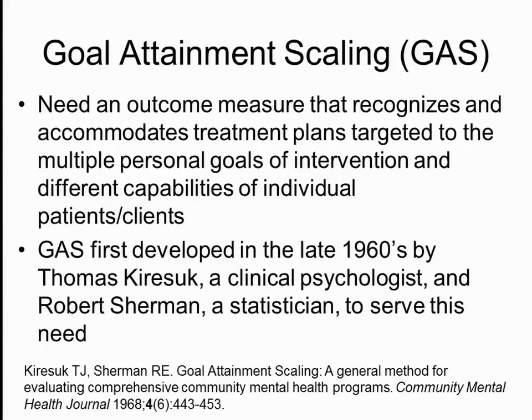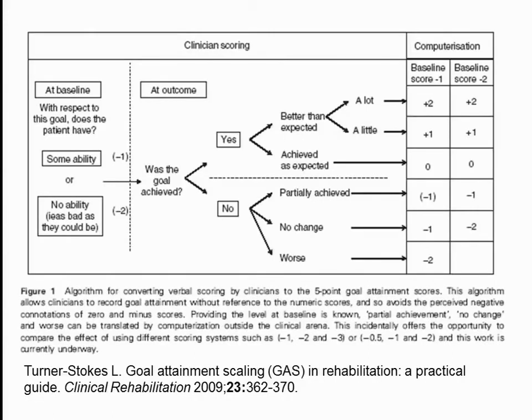Goal attainment scaling, the way it's implemented, basically is that at baseline, during the evaluation, the clinician sets goals for the patient and then rates how far the patient is from the goal. The goal would be at the origin of the scale, at 0, and a rating might be that they are at the goal at baseline, in which case they'd get a rating of 0, or they have some ability, in which case they'd be given a score of -1, or they have no ability, things are as bad as they could be, given a score of -2.